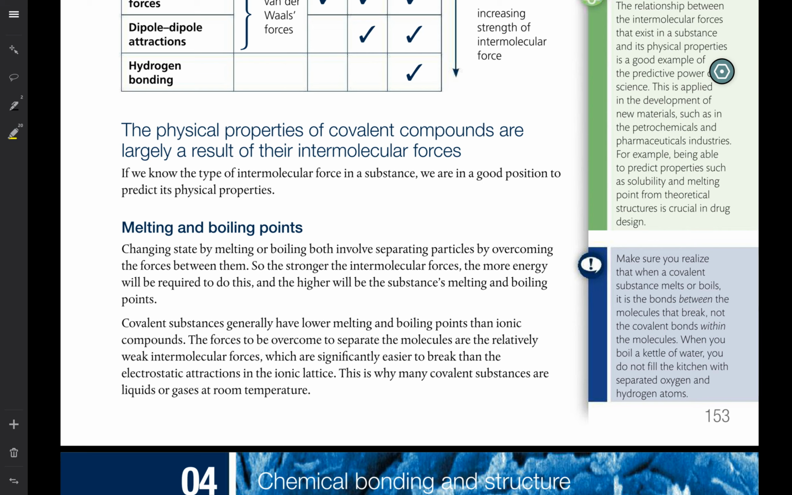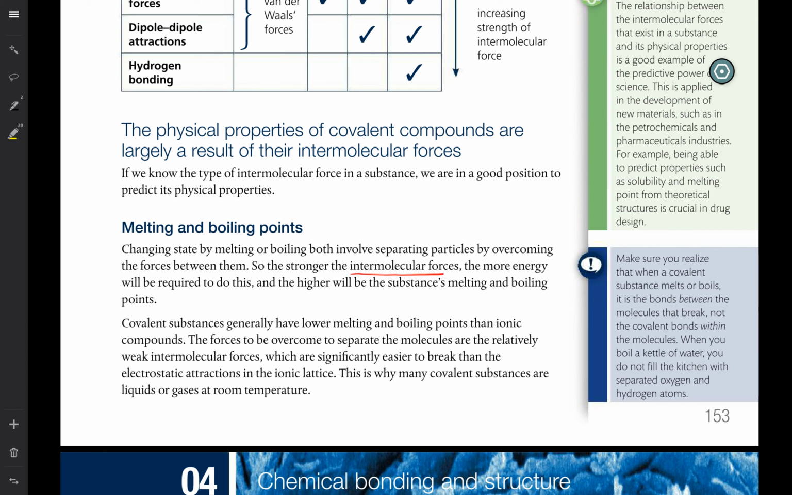units. For molecular compounds, the attractions available between the molecules are intermolecular forces, which are relatively weak forces of attraction. So that's why most molecular compounds have low melting and boiling points, and most of them are gases at room temperature.